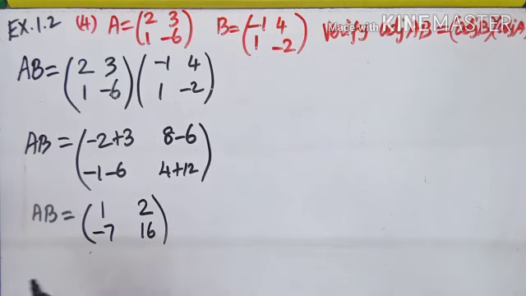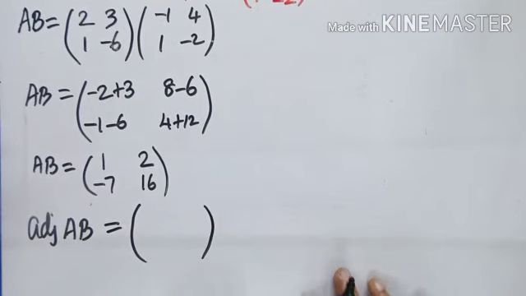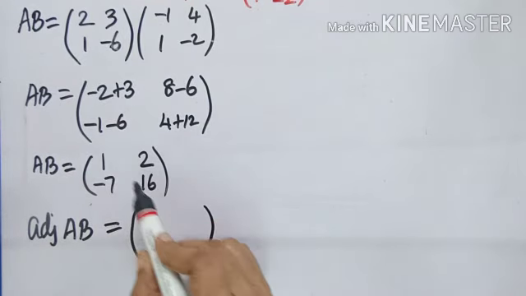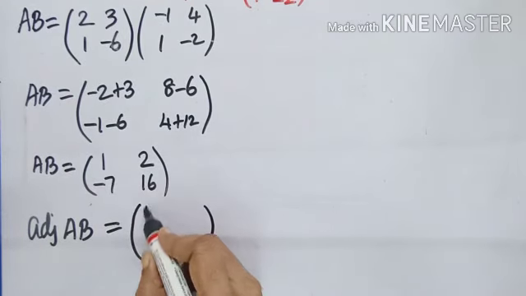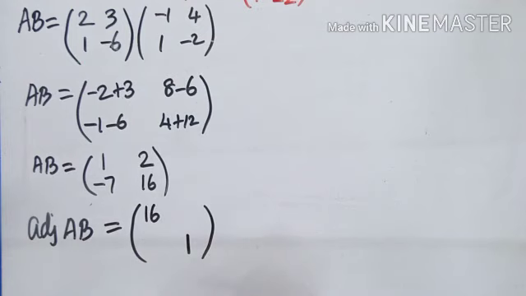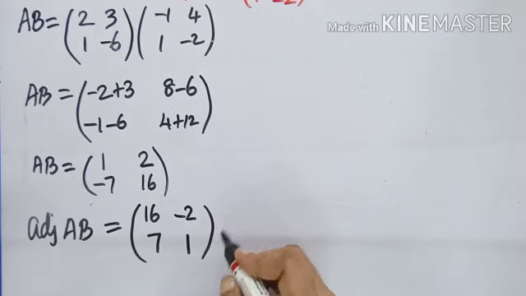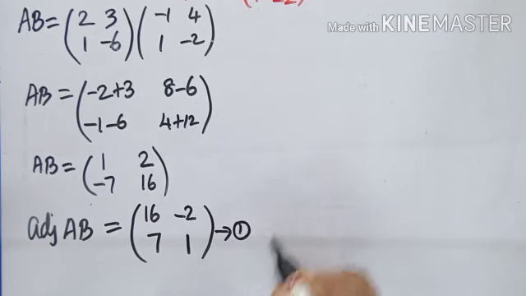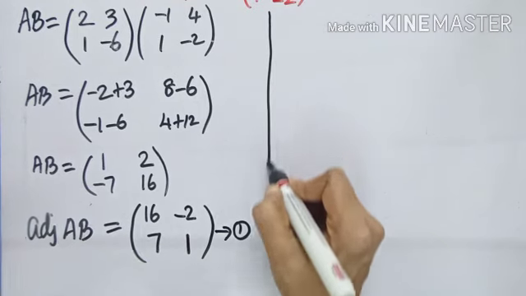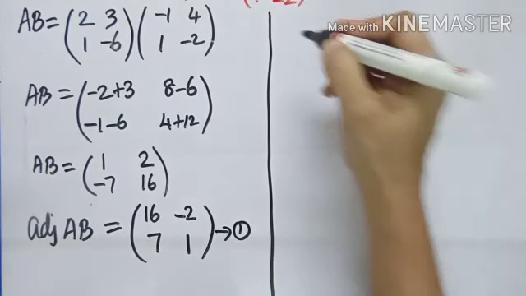As we write the answer, write adjoint of AB. What is the procedure for adjoint? We write, interchange the main diagonal 16, 1. The other diagonal change the symbol, minus 2, 7. So this is our LHS. Now we proceed to find the RHS.